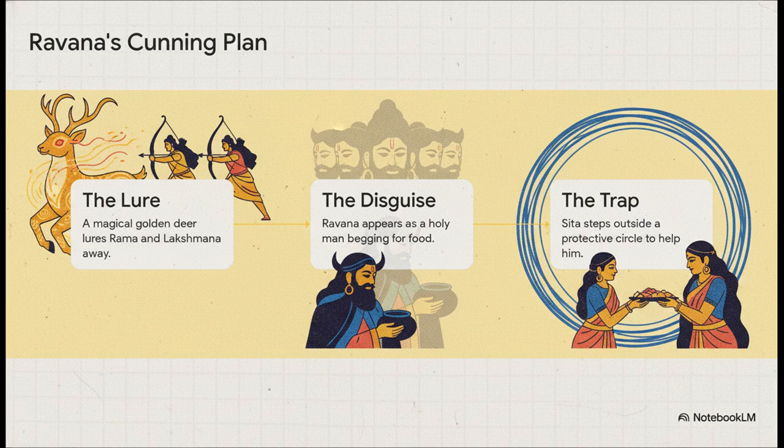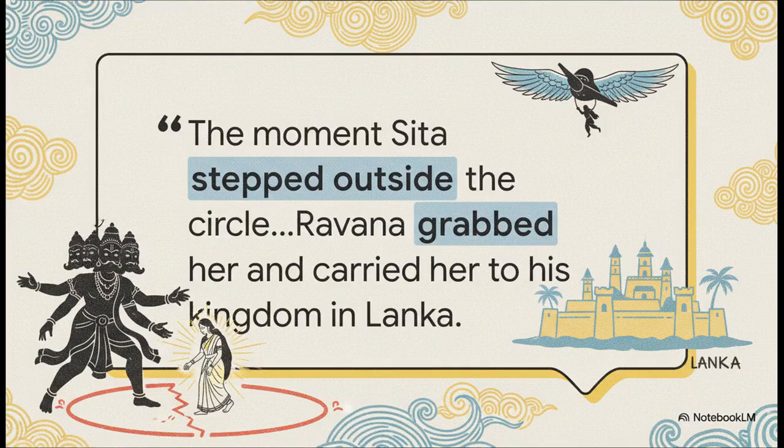But before they go, they draw a protective circle around Sita and tell her, do not step outside of this circle, no matter what. That's when Ravana himself shows up, but he's disguised as a holy man asking for food, playing on her kindness. And just like that, the trap works. Sita, being compassionate and wanting to help a holy man, steps outside the circle. In that one instant, Ravana drops his disguise, reveals his terrifying true form, grabs her, and flies off with her to his island kingdom of Lanka.